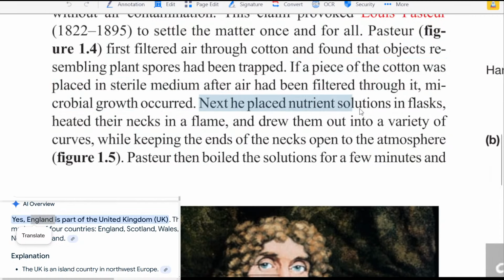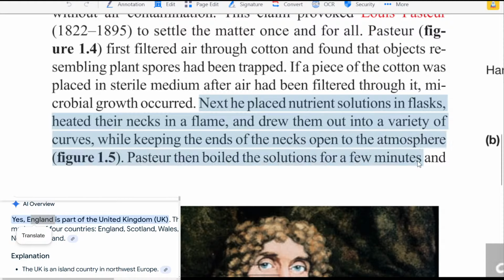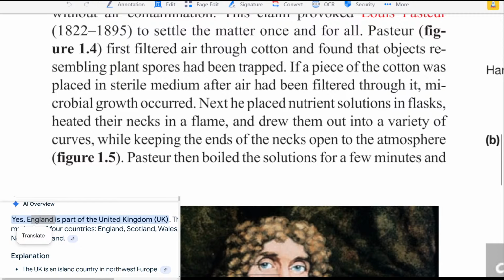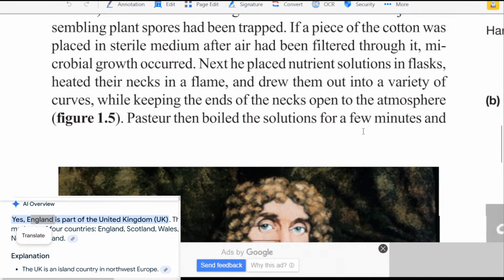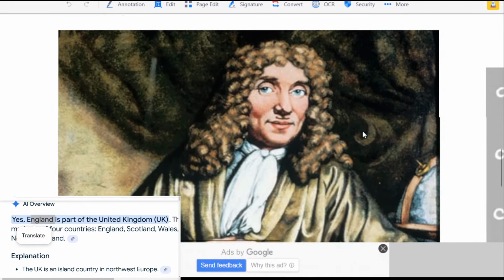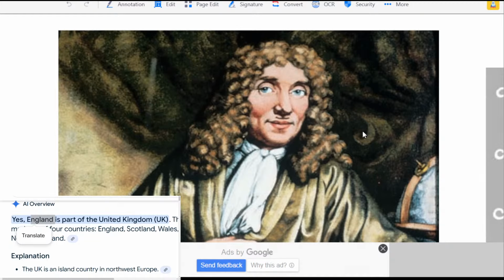Now next he placed the nutrient solution in the flask, heated their necks in the flame, and drew them out in a variety of curves while keeping the ends of the necks open to the atmosphere. Pasteur then boiled the solution for a few minutes. Okay, the previous experiment had two things, right? Nutrients and air, and people were blaming everything on the air without looking at the nutrients. And this guy said, no, let me clear all of this, let me take everything one by one. And he cleared that the air had something that was filtered and still caused the growth.